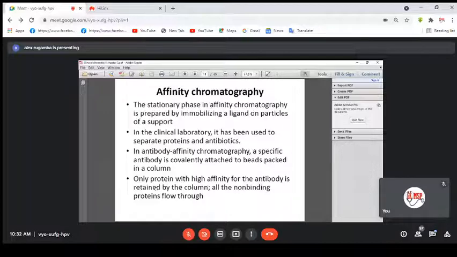So if you are targeting a protein, then we put the antibody in the stationary phase in the column. The proteins which have high affinity with the antibodies will remain there. And the ones which do not have high affinity, the non-binding ones, will go through with the flow, with the mobile phase. You understand? We are not going to talk about the gel. We just take the gel pores.